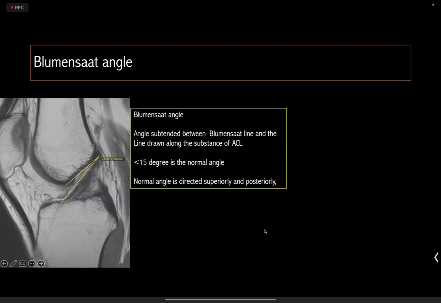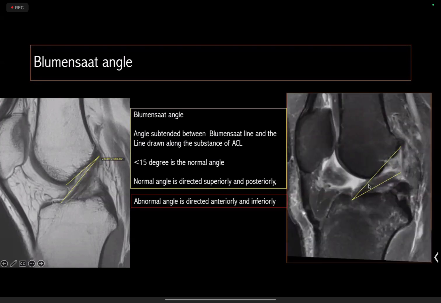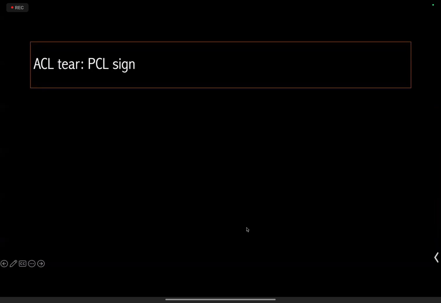So the normal angle is directed superiorly and posteriorly. And in an abnormal case where there would be a tear from the femoral end, we will find that the ligament is downsloped and the angle is reversed. So the abnormal angle would be pointing anterior-inferior.